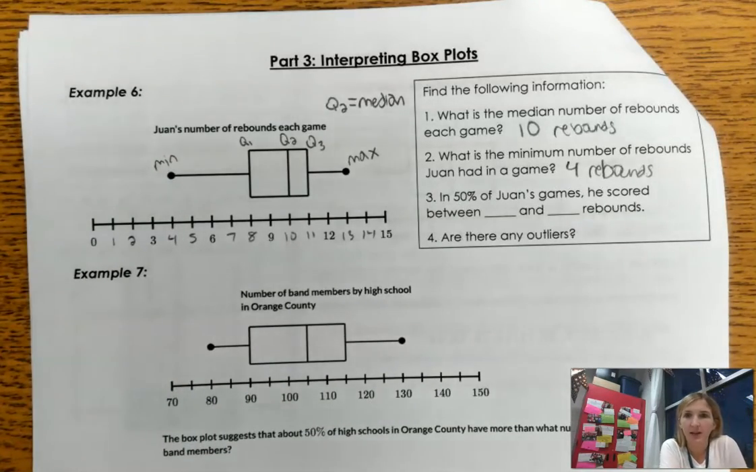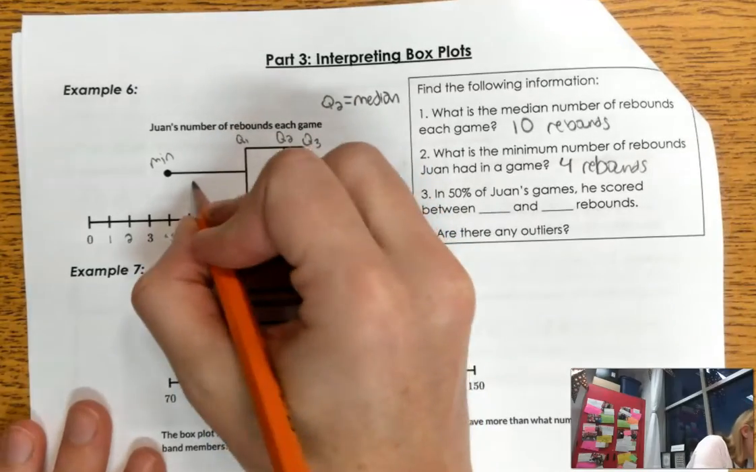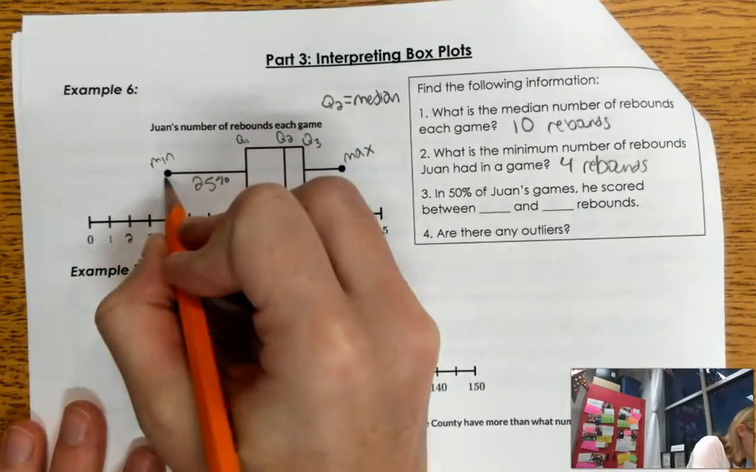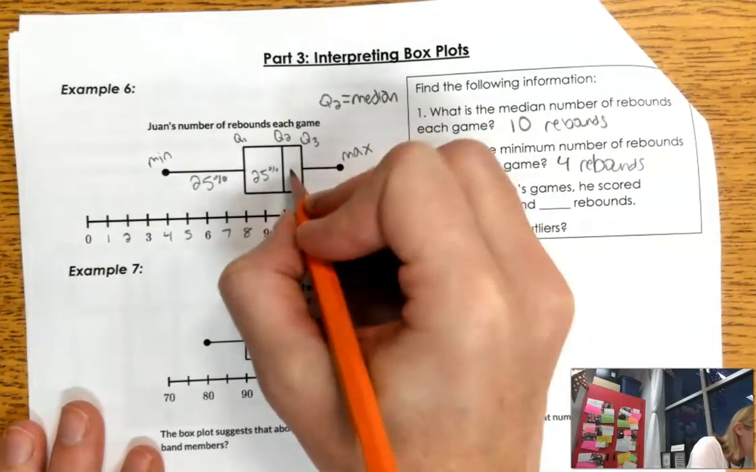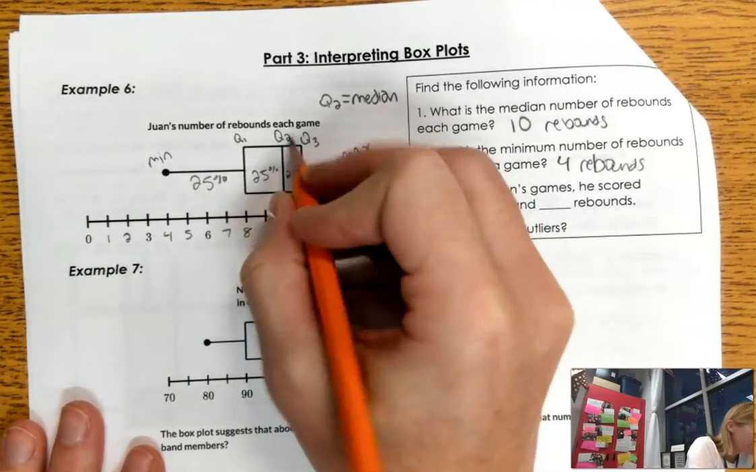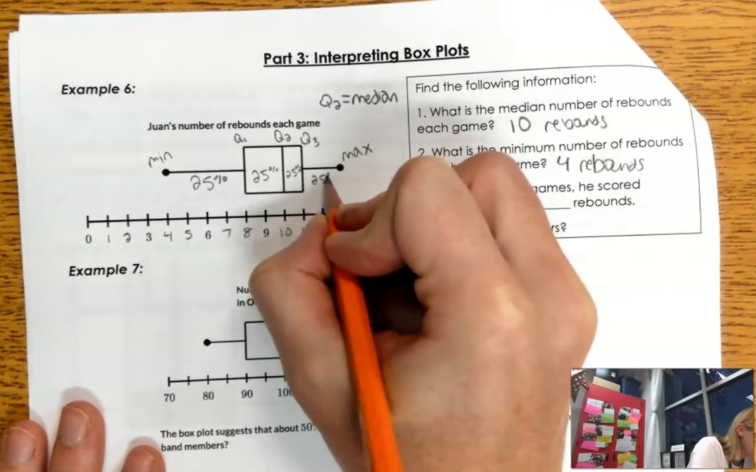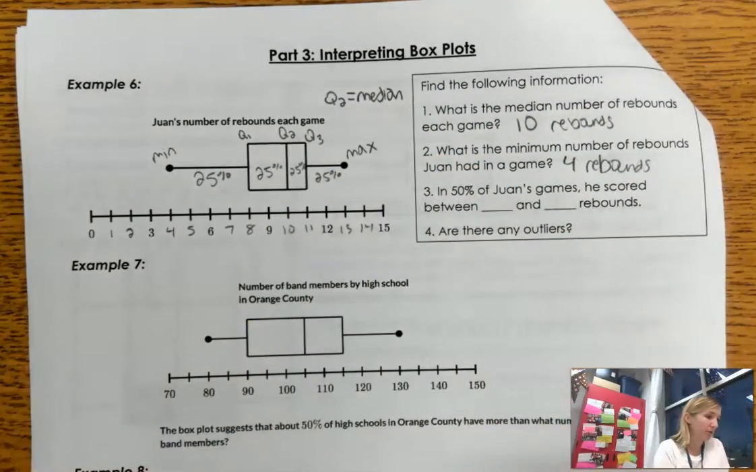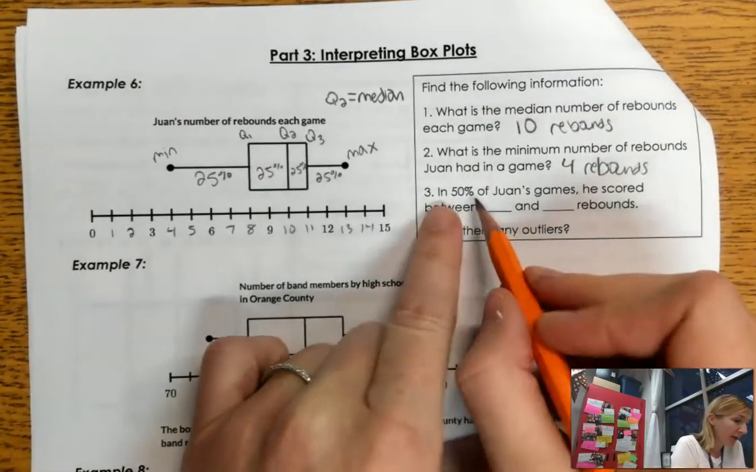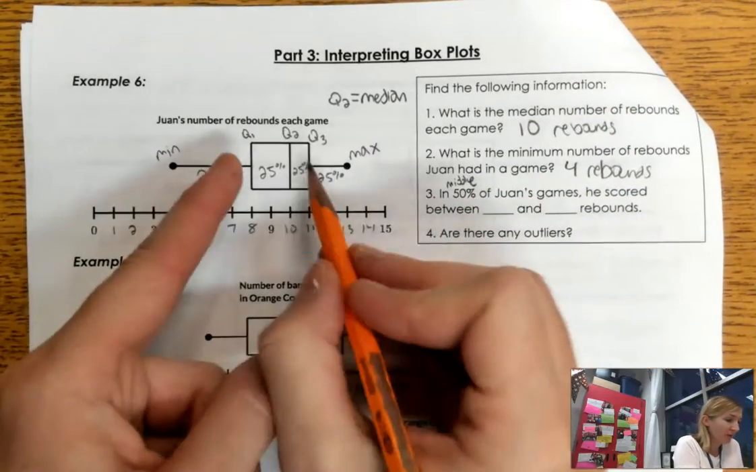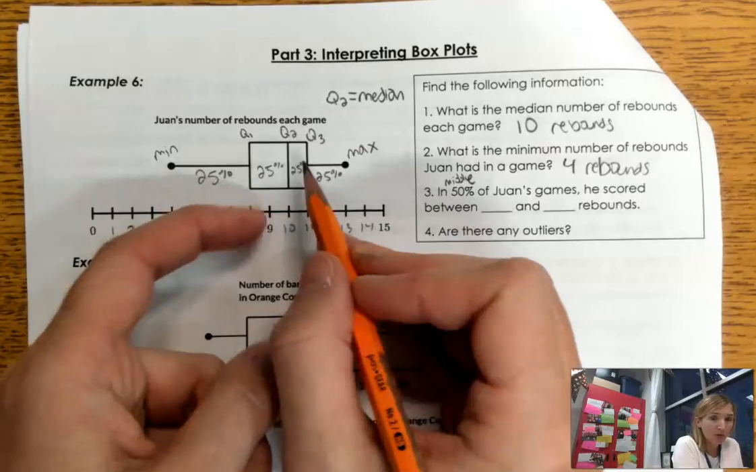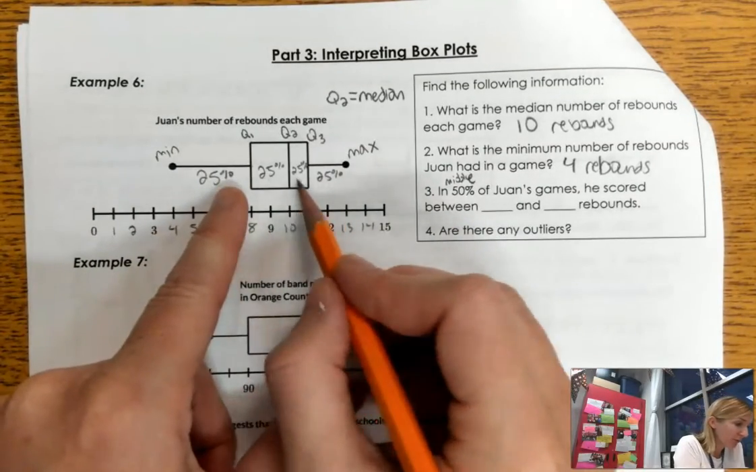All right. In 50% of Juan's games, he scored between blank and blank rebounds. Remember, we've got 25% here from the min to the Q1, 25% here from Q1 to Q2, 25% between Q2 and Q3, and 25% between Q3 and Q4. I think this question meant to say the middle 50%. Whenever we're asking about the middle 50%, we're basically asking about the box of the box and whisker, because the middle 50% is here.